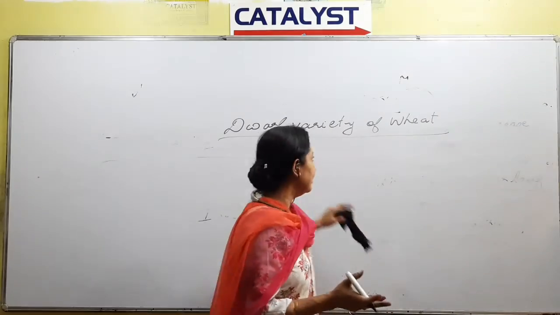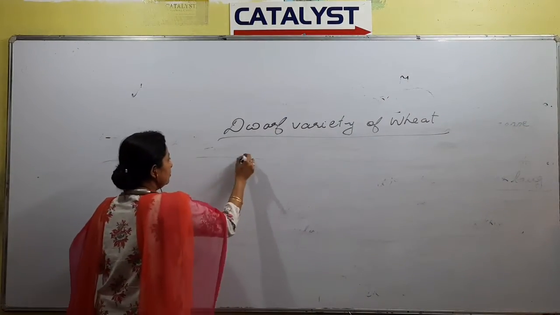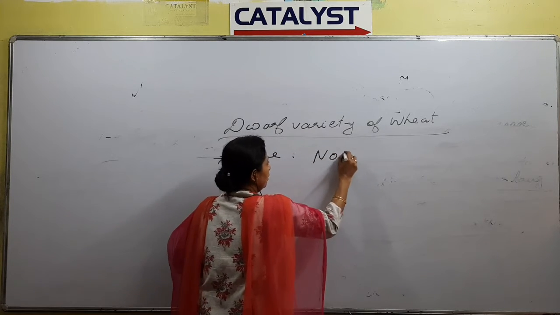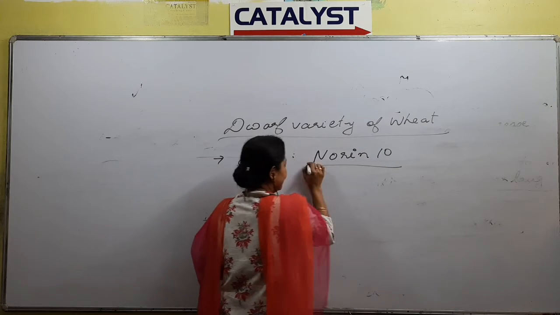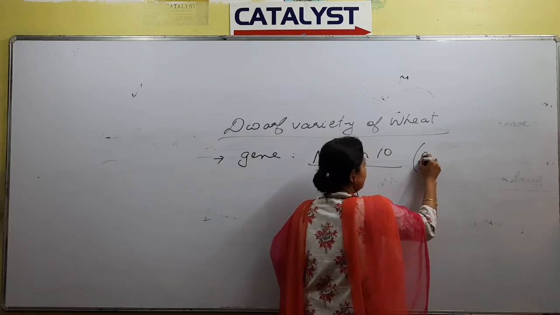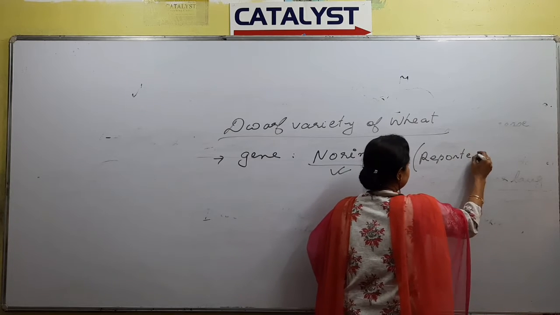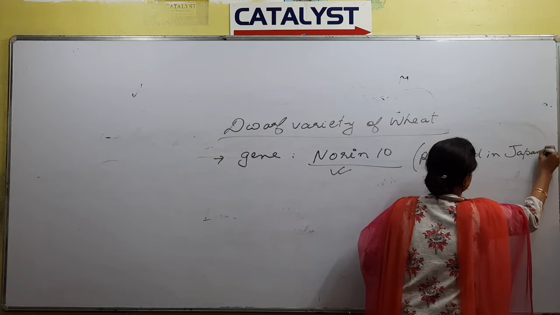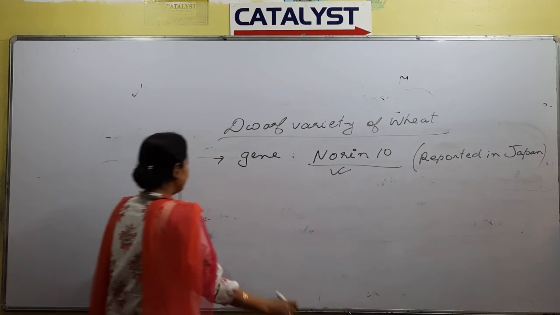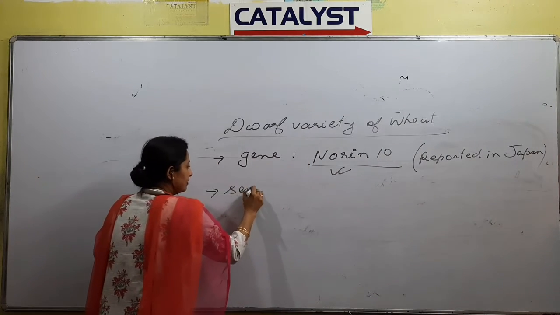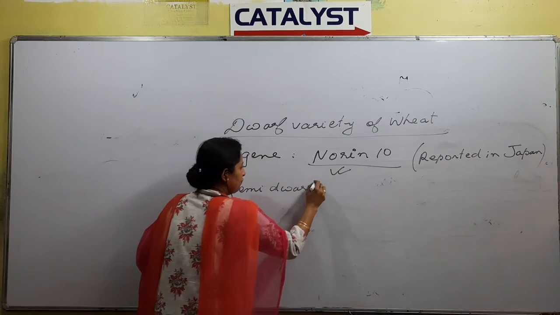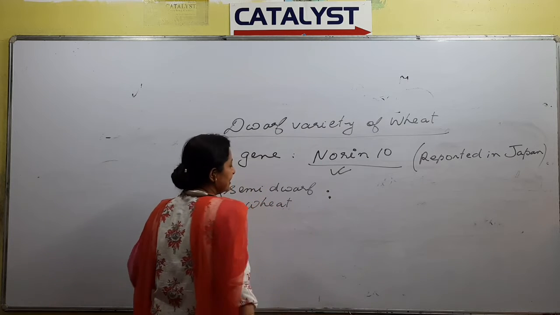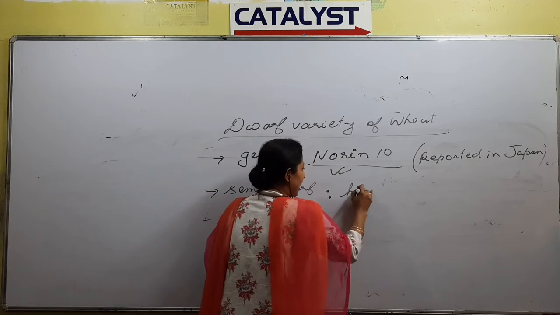So in case of wheat, we need to remember the gene that was responsible was called Norin 10, and this was a gene that was reported in Japan. Right? Next point. Semi-dwarf wheat: what specific characteristics did this particular wheat have? The characteristic was high yield.